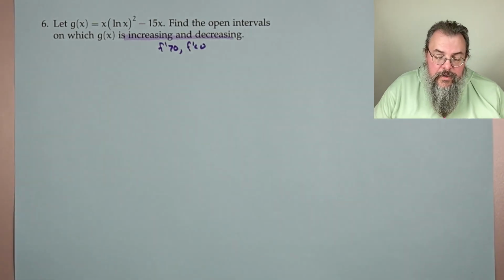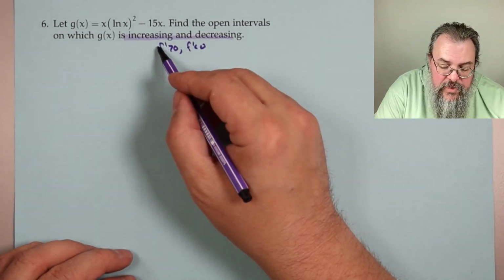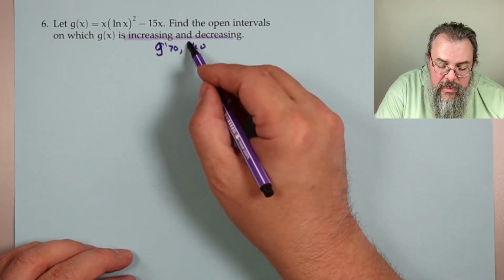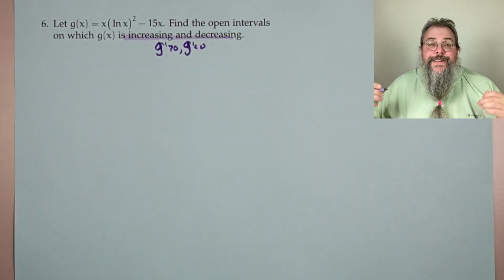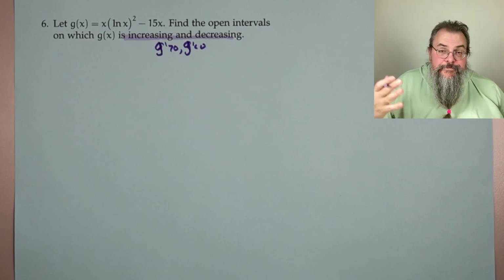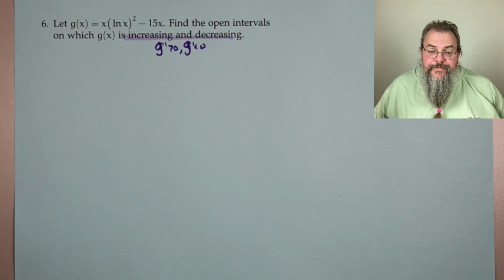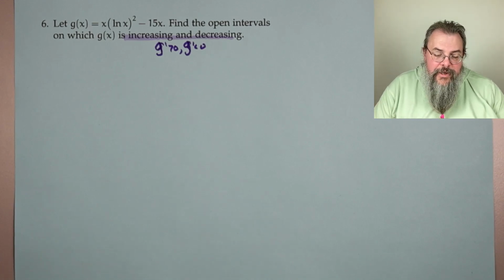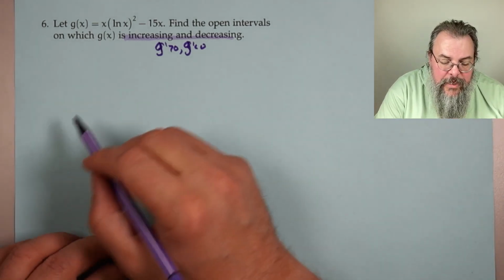So, okay, great. And I used f, but I should have used g, but that's okay. All right, so what are we going to do? We're going to take the derivative, see what it looks like, and then we'll figure out where it's positive and where it's negative.